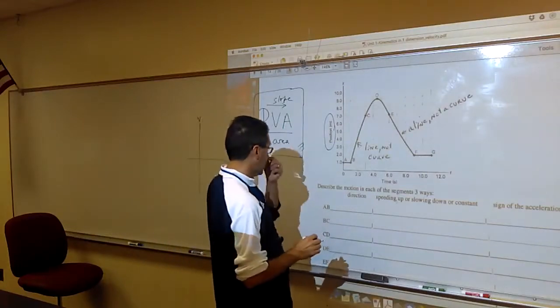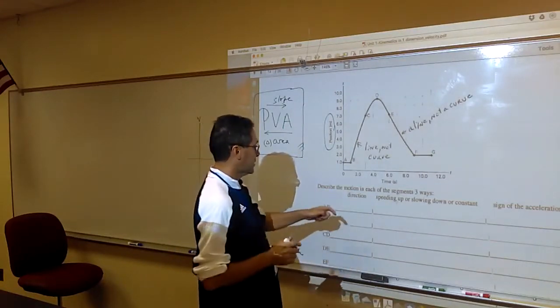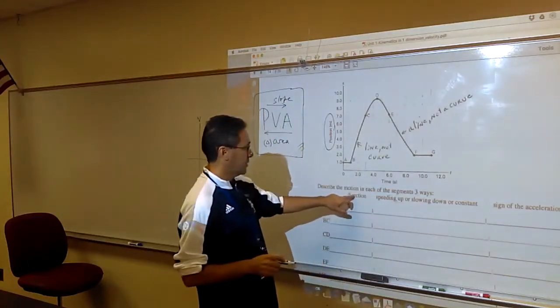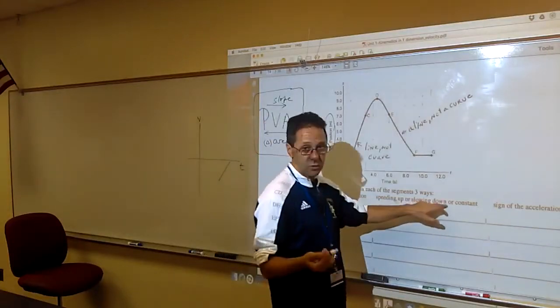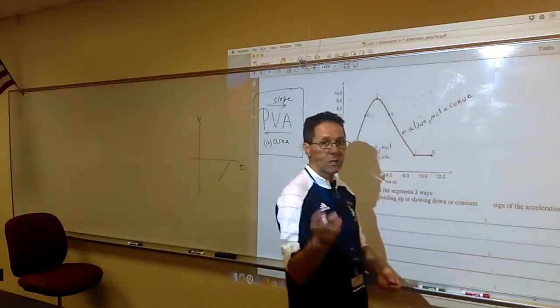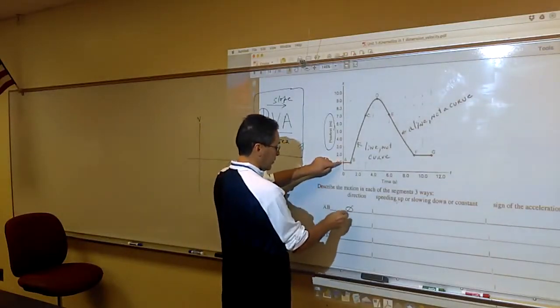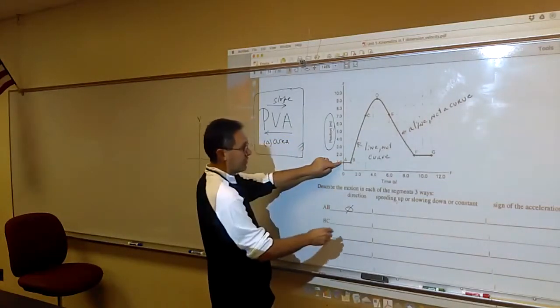Now here it says describe the motion in each of the 3 segments. You have to figure out what the direction is, whether you're speeding up, slowing down, or going at a constant velocity, and whether your acceleration is positive or negative. From A to B, you're not going anywhere, right? And that's the same thing from F to G.